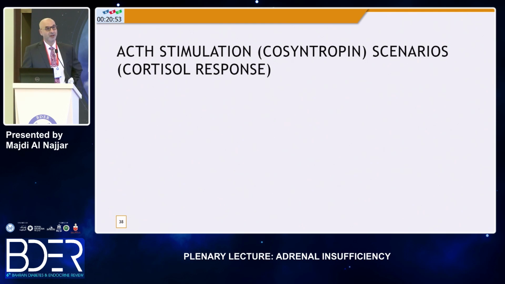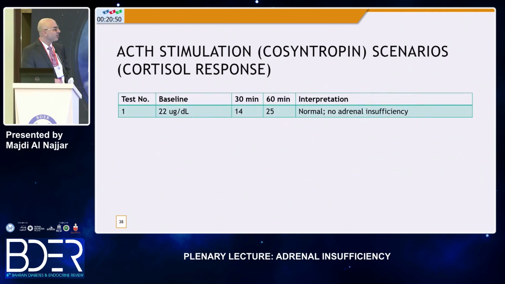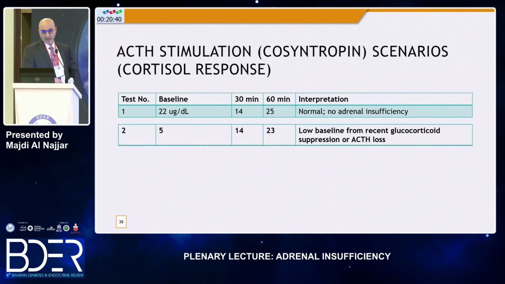So let me give you some scenarios for the synacthen test. This patient has a baseline of 22, after half an hour 14, and then after 60 minutes 25. As you can see, the numbers here are above 18, so this is a normal response. This patient has a baseline of 5, but the 1 hour is normal. So either they are taking steroids, so that's why the morning level is low, or they have a recent injury in the pituitary gland, which caused acute loss of ACTH. So you have to go back to the history and see what's going on.